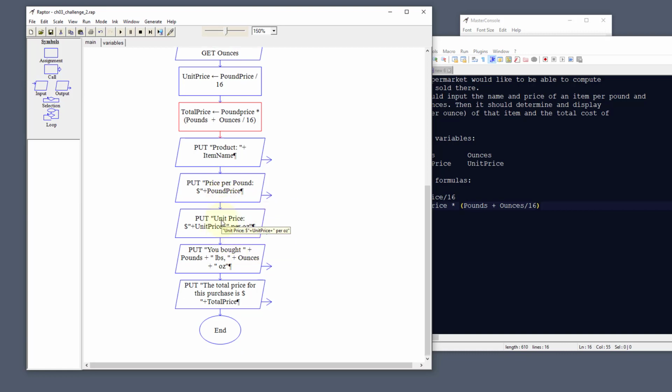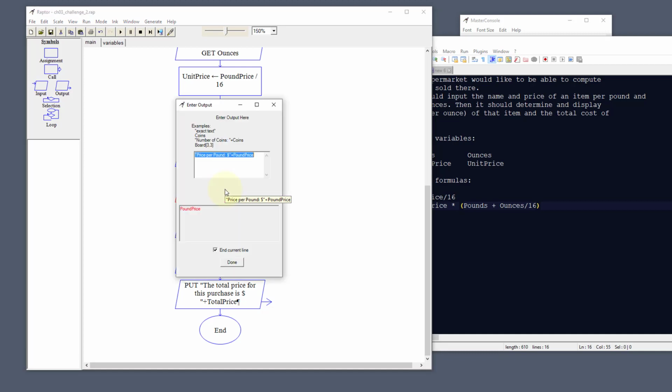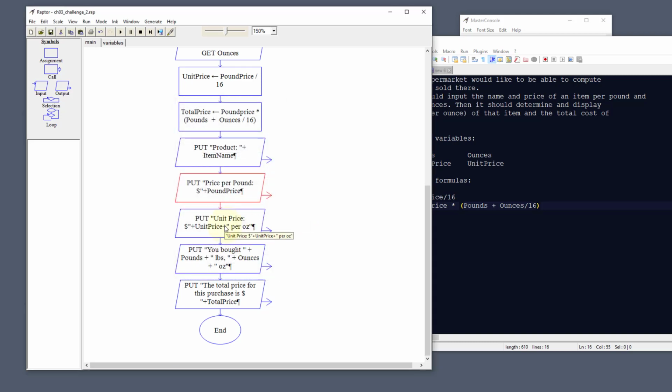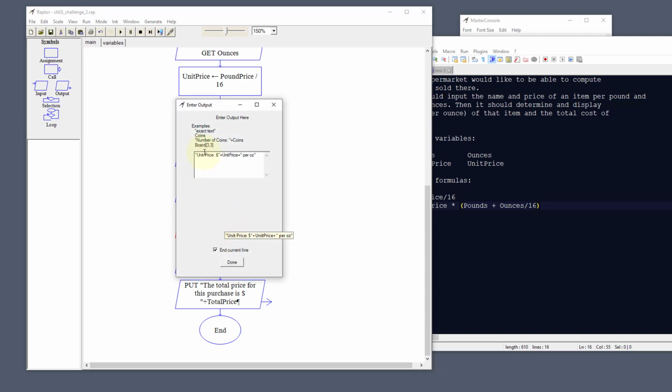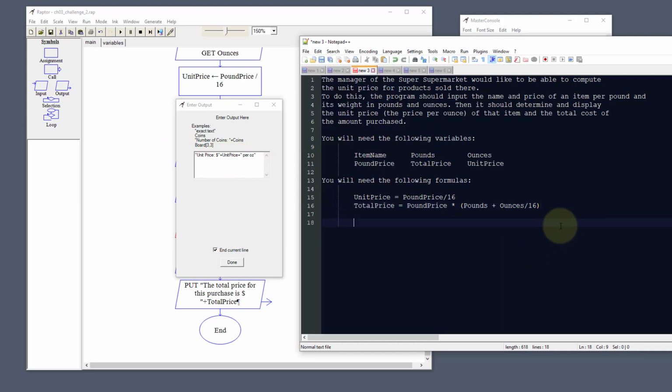And then we're going to say the unit price, and let me show you these on the calculation here. So we're just saying price per pound, and we're putting our quotes here. Price per pound is our text that gets output, and then we're saying plus the variable of pound price. And on the next one, it's the same way. We say unit price in quotes. Let me just put it over here on the left-hand side. It's a little bit easier to see. So we just say unit price in quotes, which is our text, and then take the variable of unit price and put that in between unit price and per ounce.